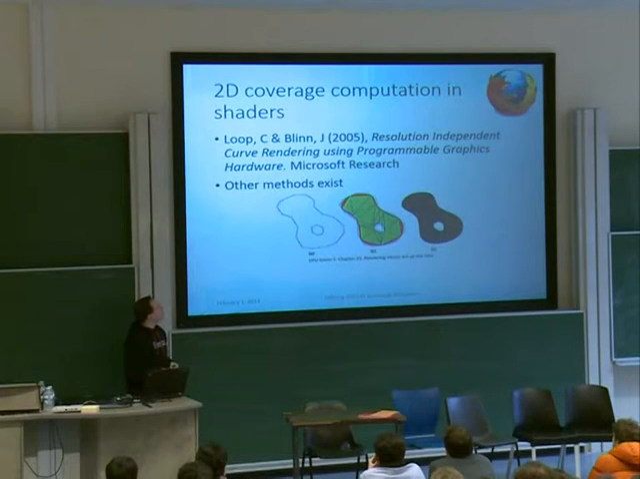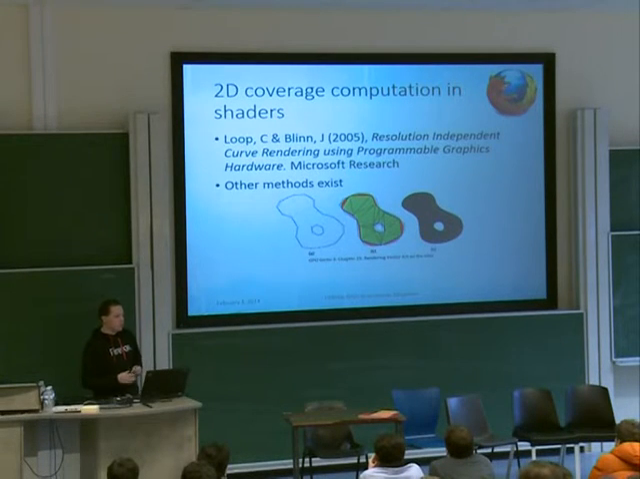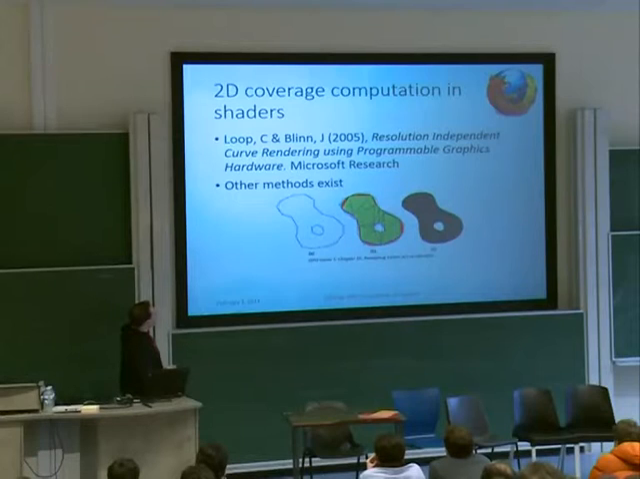Now, the next one is 2D coverage computation in shaders. This approach was really made well known by a paper by Microsoft Research from Charles Loop and James Blinn. For those of you who are graphics geeks, you will probably know who they are. It was called Resolution Independent Curve Rendering Using Programmable Graphics Hardware. And what they do is they look at all these curves that we have here, and then they make these triangles, these quadrilaterals here, that basically wrap the curve. And then they process each pixel that falls within the quadrilateral and calculate on which side of the curve that pixel will fall. So it parallelizes really well. The inside is then filled with a simple bunch of triangles, as simple as you can get them. And the outside has very few triangles, and it fills really nicely. And you get this shape over here.